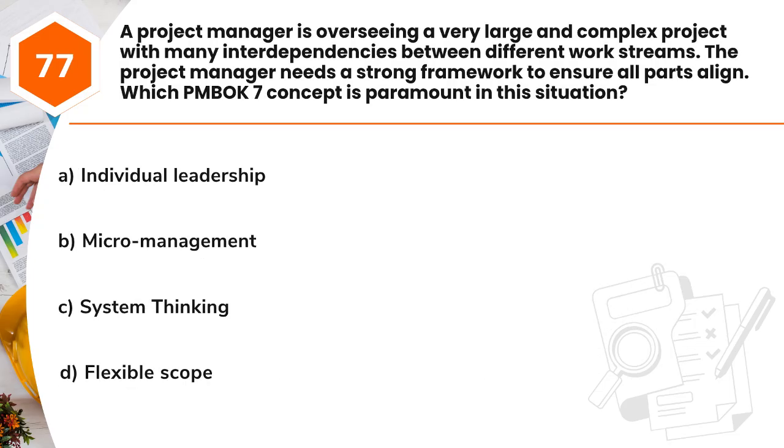Question 77. A project manager is overseeing a very large and complex project with many interdependencies between different work streams. The project manager needs a strong framework to ensure all parts align. Which PMBOK 7 concept is paramount in this situation? A. Individual leadership. B. Micromanagement. C. System thinking. D. Flexible scope.